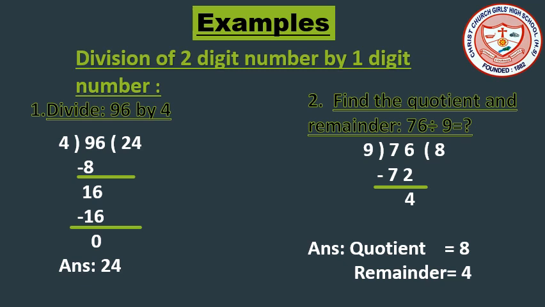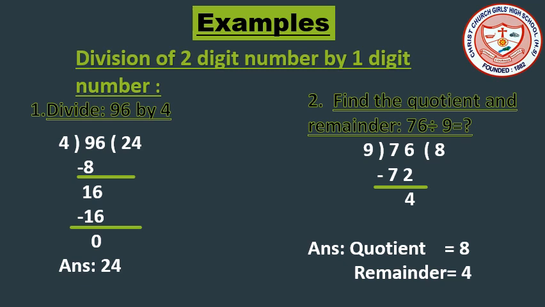Okay. So here you can see that number 7 is placed in the tens column and that is smaller than the divisor. Right. So 7 is smaller than the divisor 9. So what we are going to do here? We are going to take the second number as well. So we are going to consider the number as 76. Got it? So now we are going to recall the tables of 9.